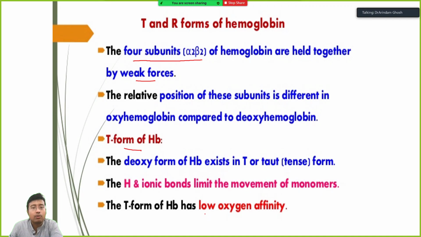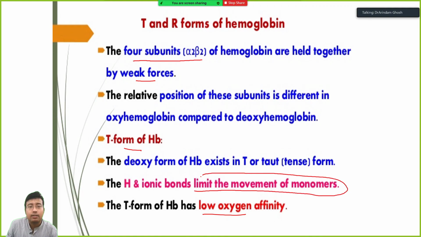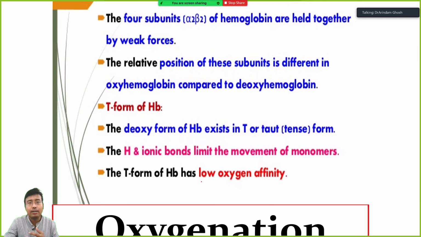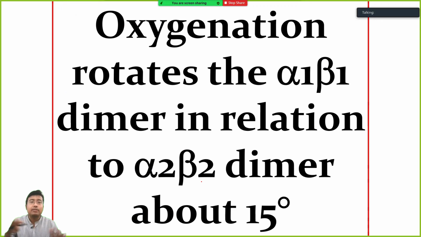Okay, taut form of hemoglobin has got low affinity. Most important is the hydrogen and ionic bonds in taut form limit the movement of monomers. Definitely, it is more constrained. Because of the ionic form, the salt bridges are there, so the monomers cannot move. It is held together very tightly. That is why it is taut form. Okay, tensed. But in relaxed form, everything is gone. Okay, it can move. Salt bridges are broken.